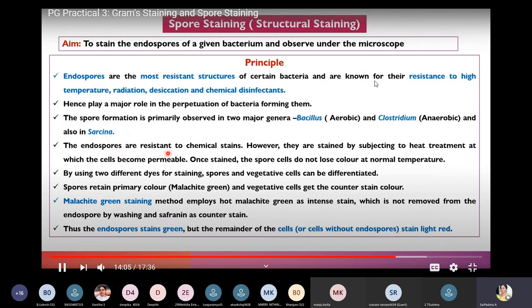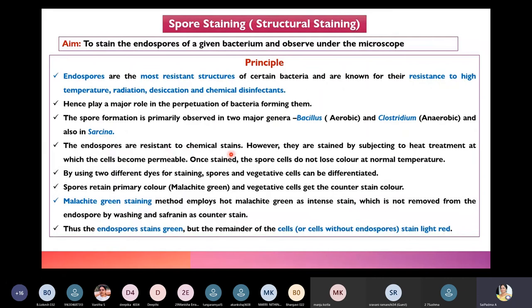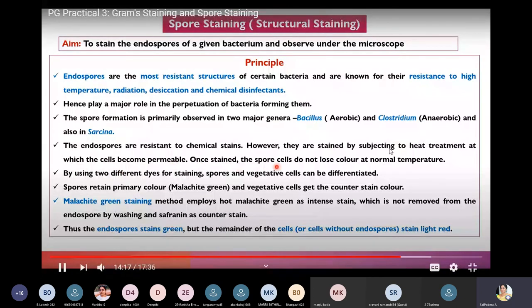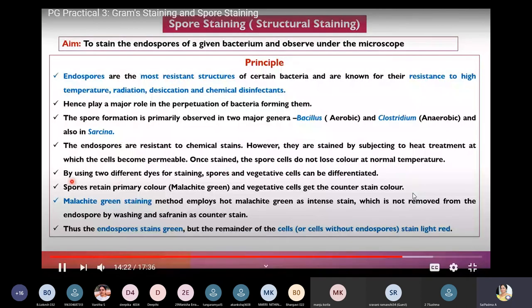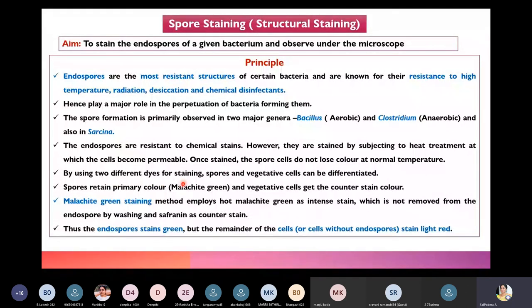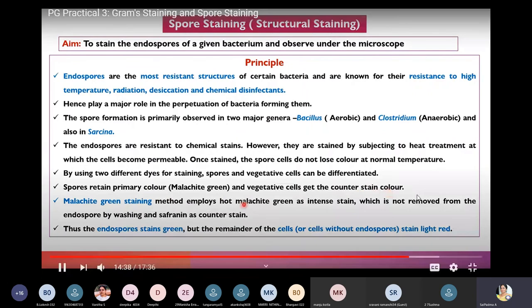The endospores are resistant to chemical stains. However, they can be stained by subjecting them to heat treatment, at which the cells become permeable. Once stained, the spore cells do not lose their color at normal temperature. By using two different dyes for staining, spores and vegetative cells can be differentiated. Spores retain the primary color, that is malachite green, and vegetative cells get the counter stain, that is the safranin color.